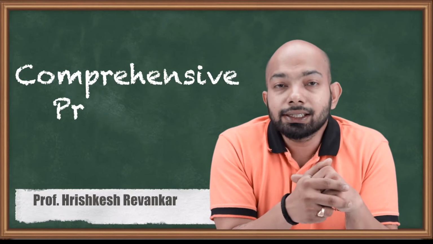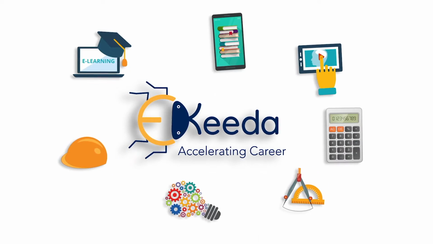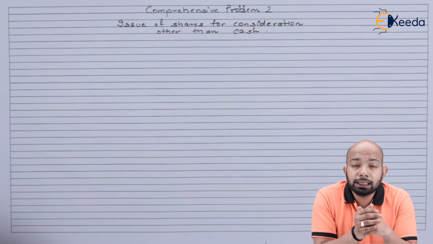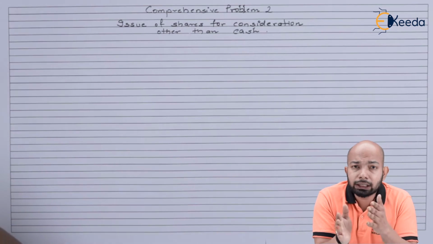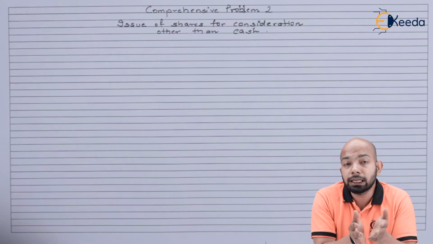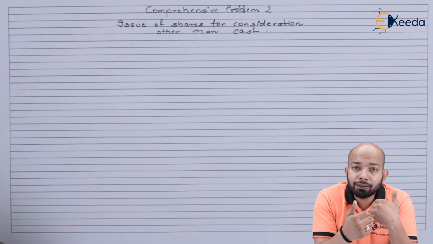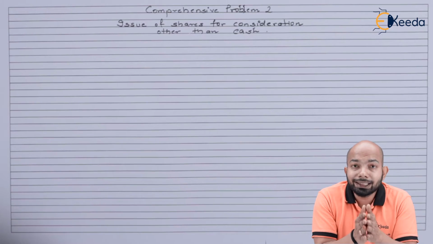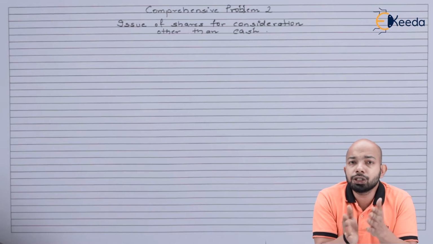Hello friends, we'll be discussing an illustration related to the issue of shares for consideration other than cash. When we speak about issue of shares for consideration other than cash, we understand that such issues are made for any kind of asset procurement, or when a promoter promotes our company and we have to pay for services provided by some service provider. Instead of paying them cash, we provide them some shares, which is known as issue of shares for consideration other than cash.